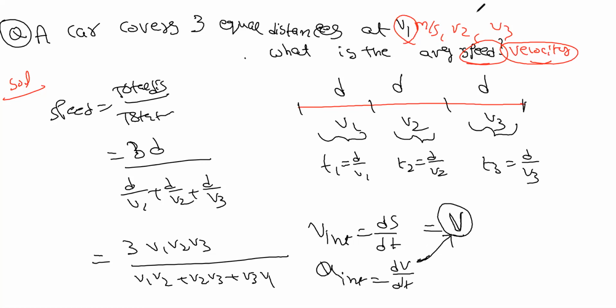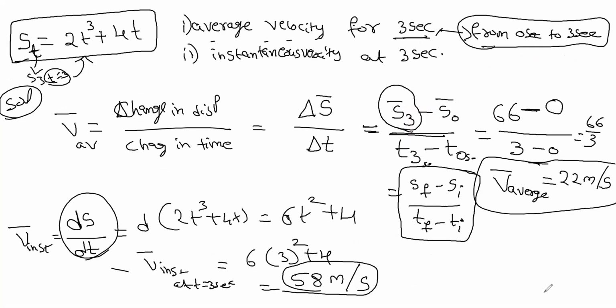Okay, wait. We will do one question. Sir, like then instantaneous speed. You're talking about instantaneous speed, right? Yeah. Now average speed we finished. So now instantaneous speed. Instantaneous speed is same as instantaneous velocity.